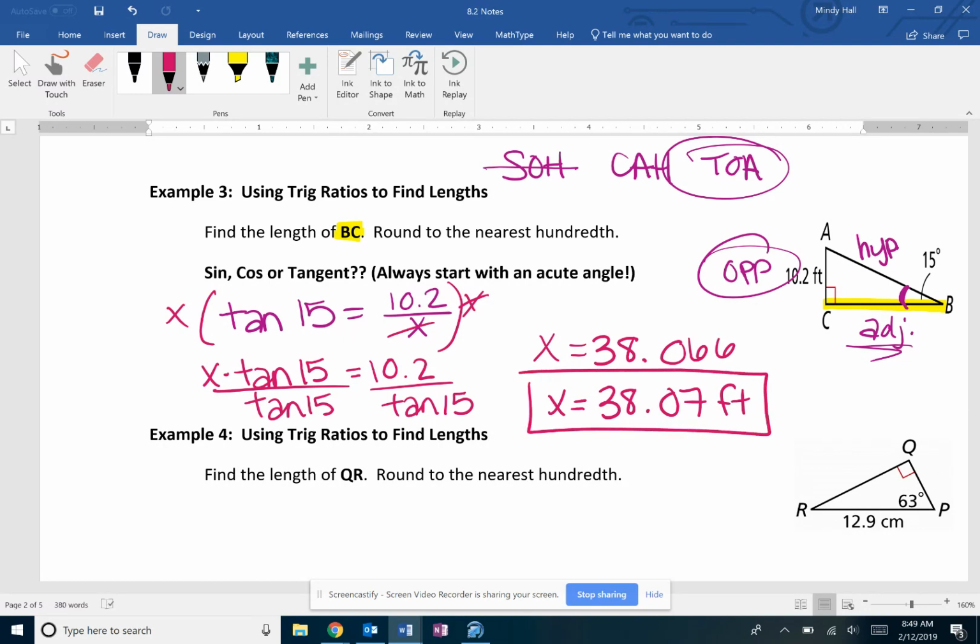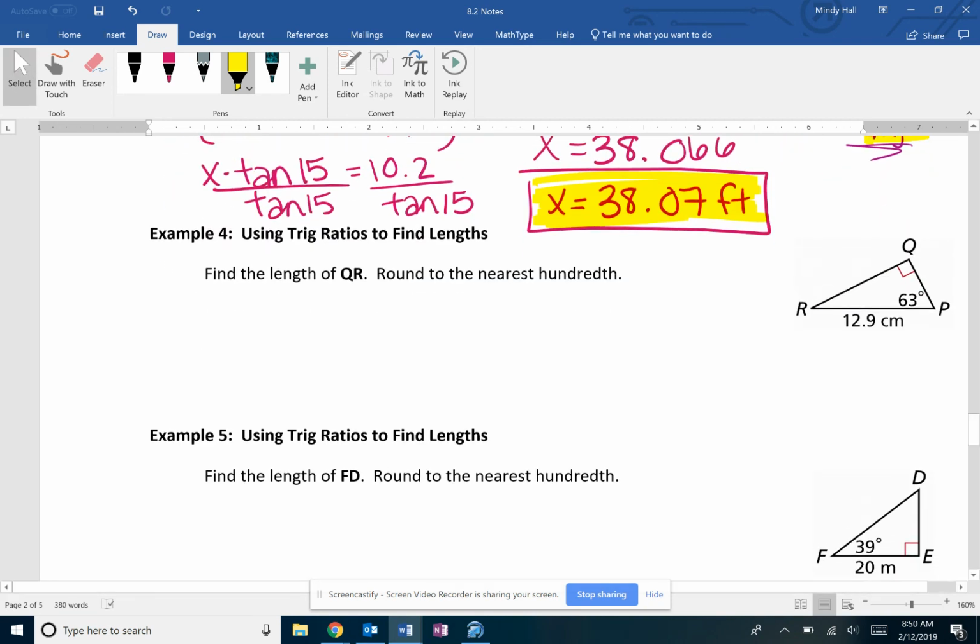Okay, so again, just to run through it real quick, we know we're using tangent because we need the adjacent side and the opposite side, because we're looking at this angle, 15 degrees. So when you set it up, you put tangent of whatever your angle measure is equal to your opposite, 10.2, over x. And then you multiply both sides by x, divide by tangent of 15, and you get that x is 38.07 feet. Okay, so going to the next one, we want to find the length of QR.